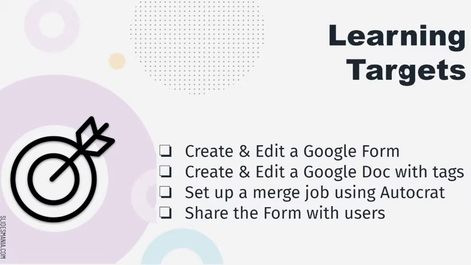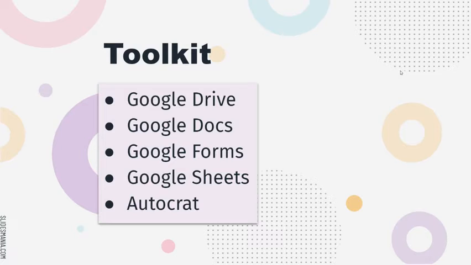Our targets today are to create and edit a Google form and a Google Doc with tags, to set up a merge job using Autocrat, and to share our form with users. Our toolkit that we will use to accomplish those targets includes Google Drive, Docs, Forms, Sheets, and of course Autocrat.